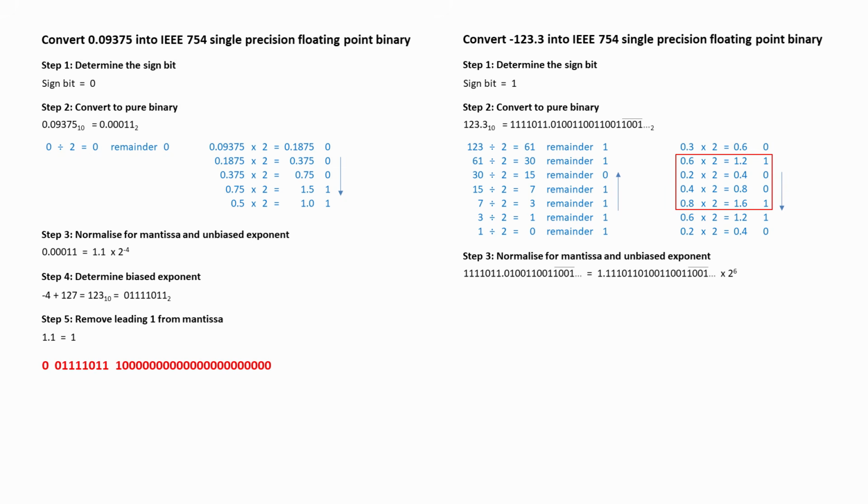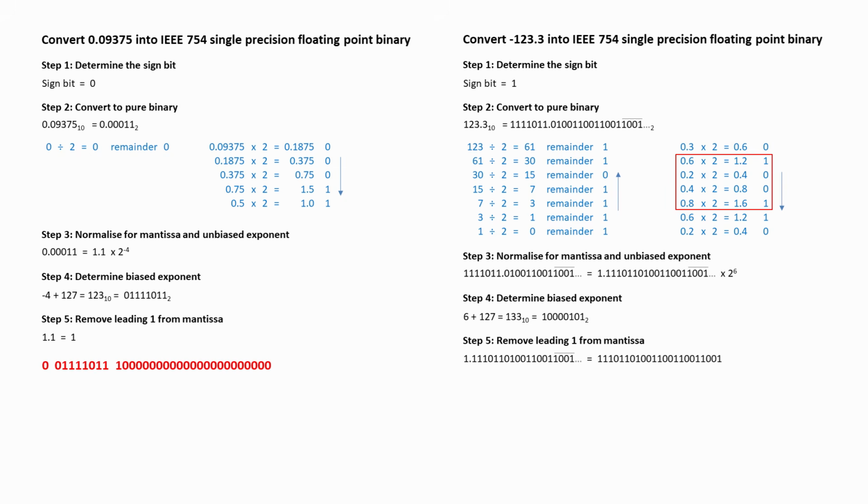The point has to move 6 places to the left in order to follow the leftmost 1. An exponent of 6 now needs to be converted into a biased exponent, so we add 127, which is 133, and that is converted into an 8-bit unsigned binary integer. The leading 1 is then removed from the Mantissa, and we make the Mantissa up to 23 bits.